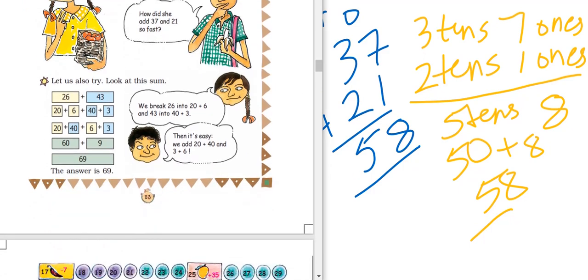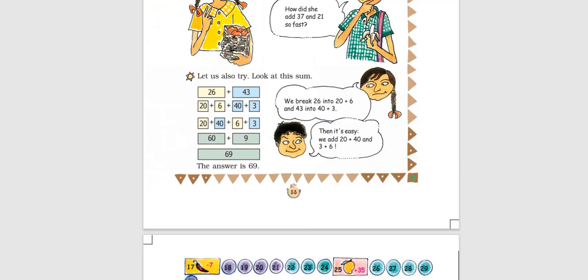Now, let us also try. Look at this sum. 26 plus 43. So 26 is written as 20 and 6. And 43 is written as 40 and 3. That makes sense, right? 43 is, you have 3 in ones place, which is 3. And you have 4 in tens place. So you have 4 tens, that is 40. Now 26 is the same. You have 6 ones, 6 in ones place, that is 6 ones. And 2 in tens place. So that is 2 tens, you have 20.